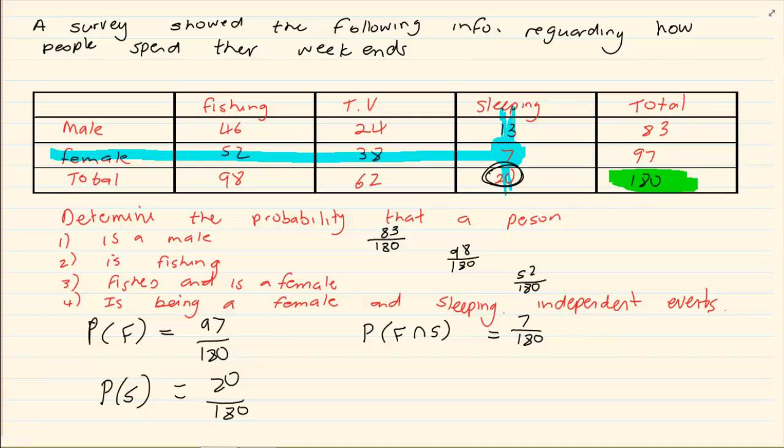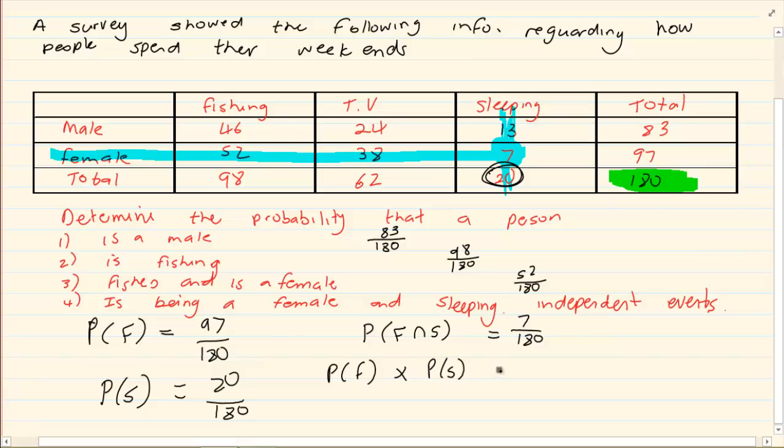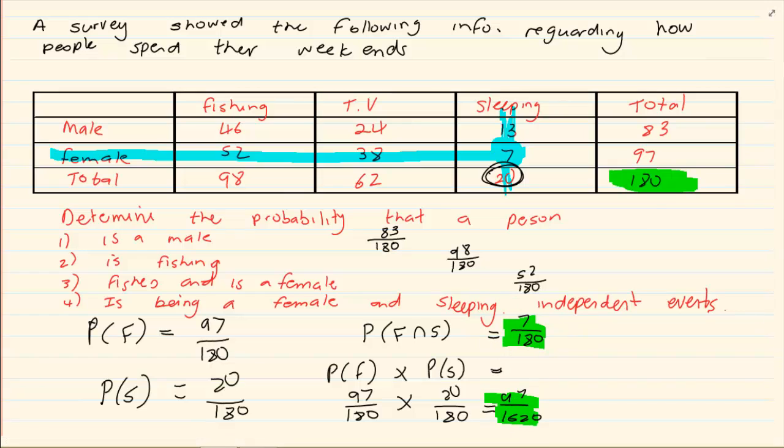Now, for it to be independent, P of F times P of S is equal to 97 over 180 times 20 over 180. 97 over 1620. You can clearly see that the answers are not the same. Therefore, is being a female and sleeping independent? It is not independent.